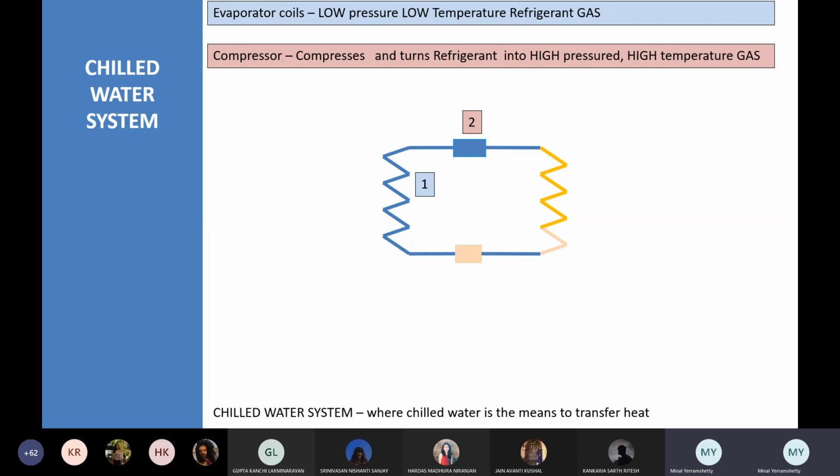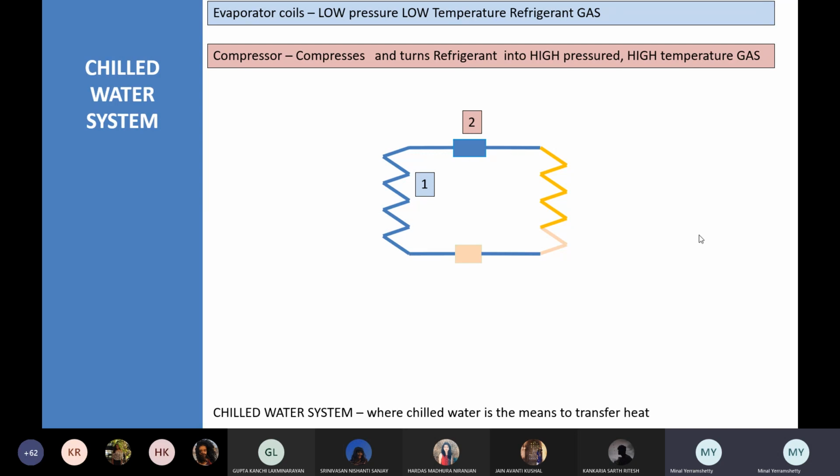I need to do this again and again as per some of the last year's comments, because they found it very confusing and not able to remember. I hope this helps you to remember. Evaporator coil, क्या होता है evaporator coil में? Low pressure, low temperature, refrigerant, gas होता है. ठीक है. Compressor में क्या होता है? It compresses and turns refrigerant into high pressure, high temperature gas. तो यहाँ तक अभी तक आपका सिर्फ gas है. All the blue line you see till here is all gas.